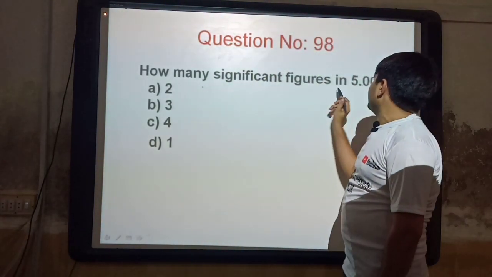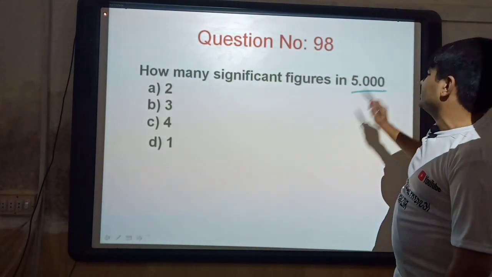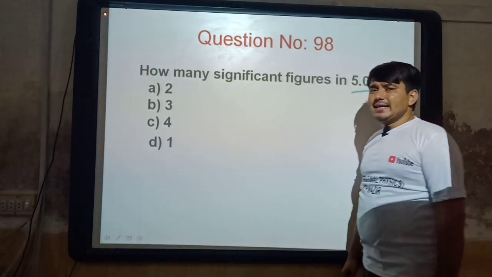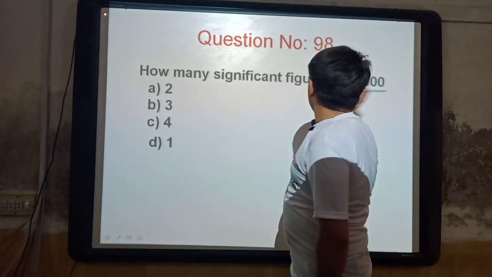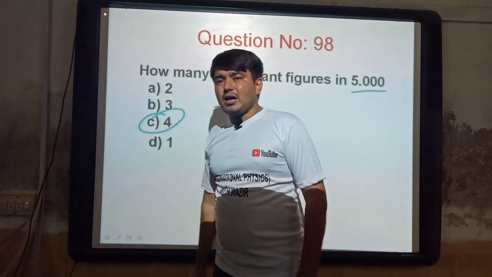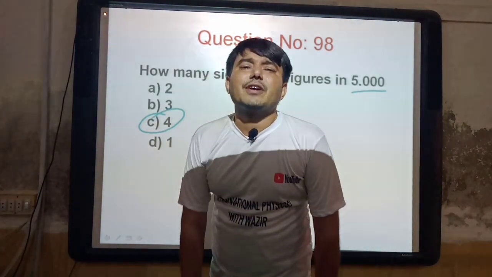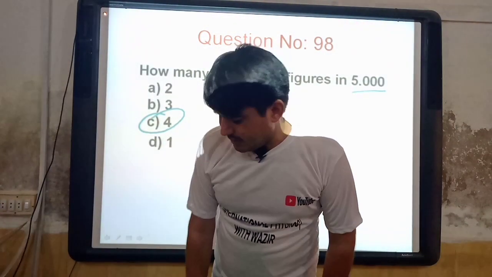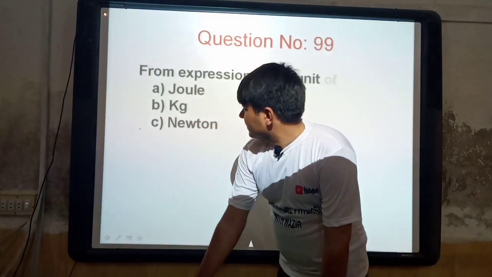How many significant figures in 5.000? How many? All are considered significant figures. 4 significant figures or digits in this number.